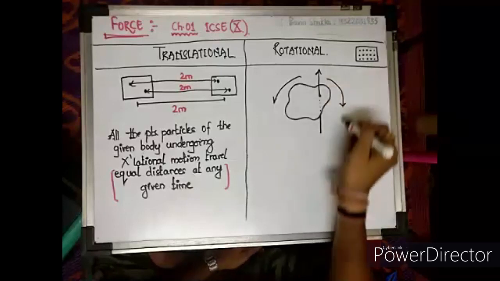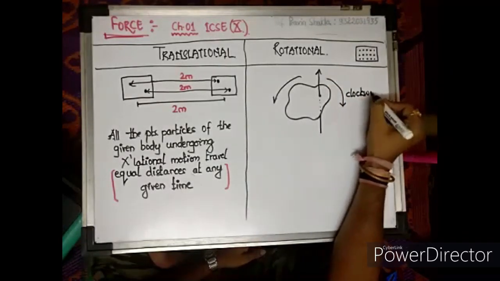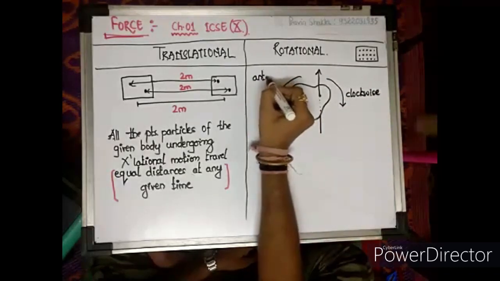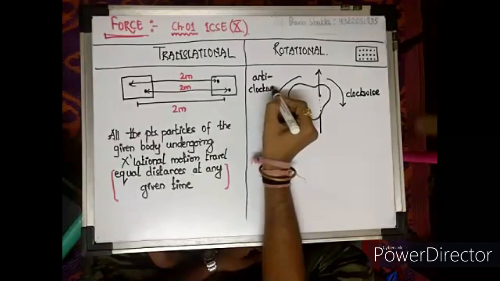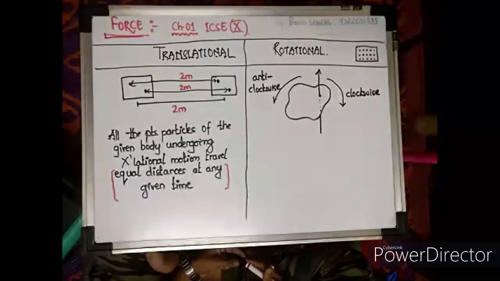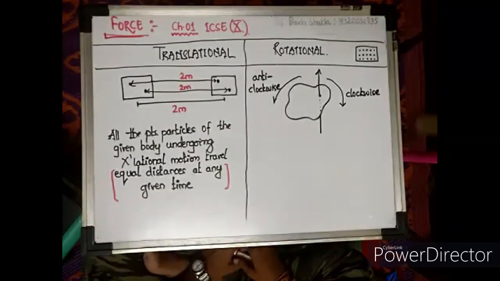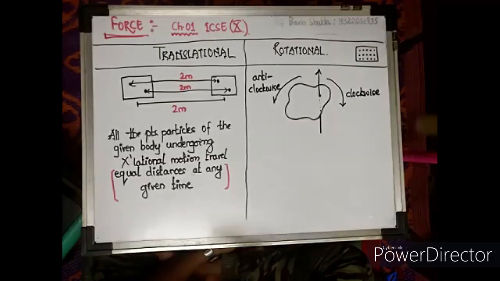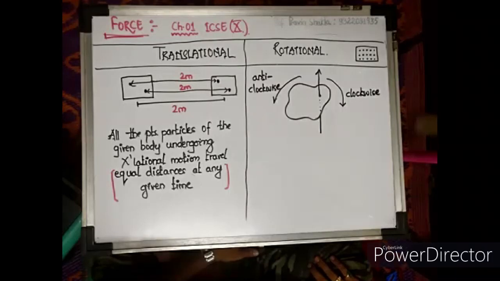This particular side will be called clockwise, and this will be called anti-clockwise. So rotations can be in two directions, either clockwise or anti-clockwise, depending upon the force applied.